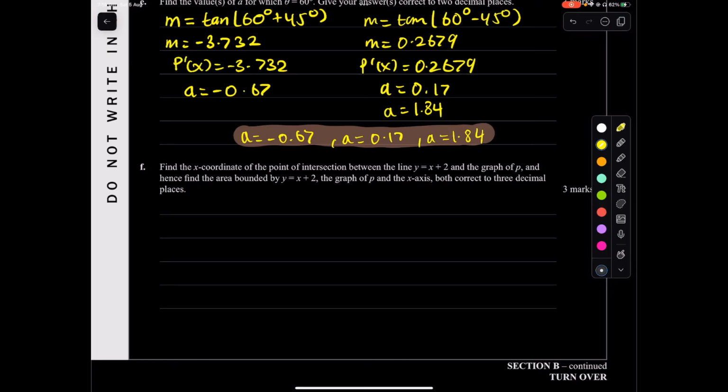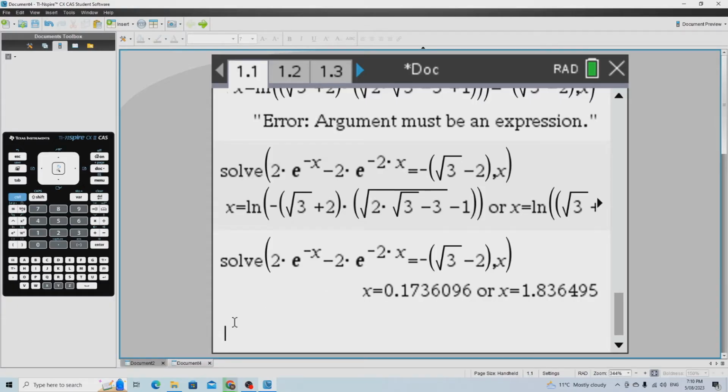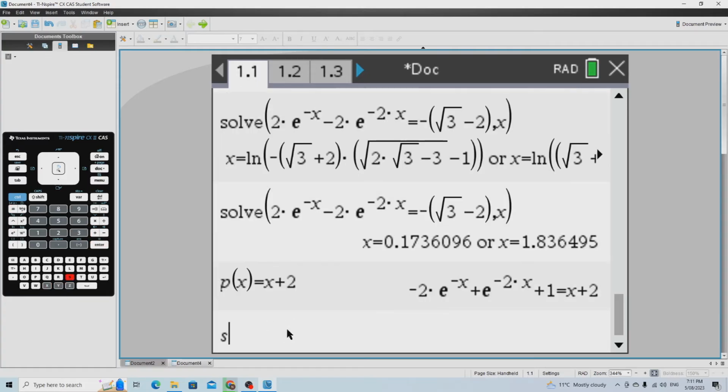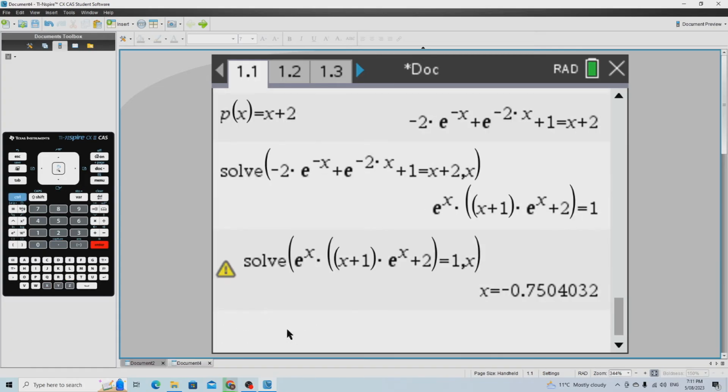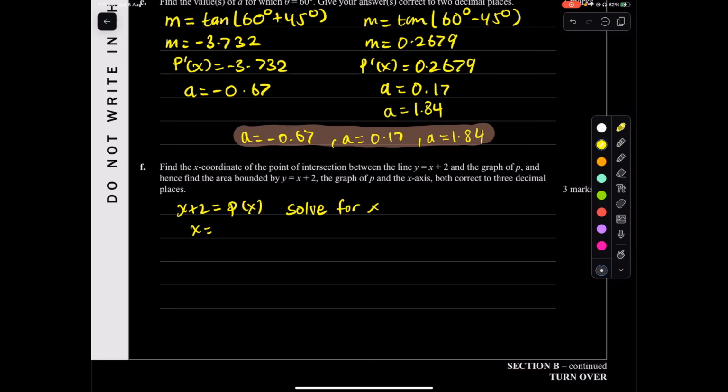So, point of intersection, so we want to say x plus 2 equals p of x, and we want to solve for x. So we're saying p of x equals x plus 2, and we want to solve for x, which gives us negative 0.750 to 3 decimal places. So we found the x-coordinate, and hence find the area bounded.